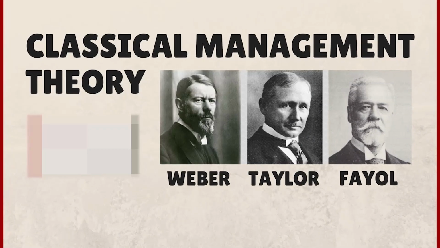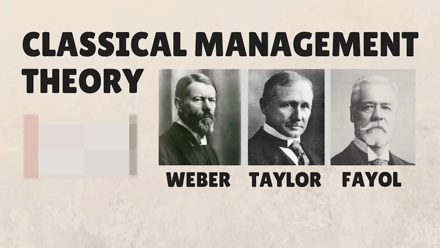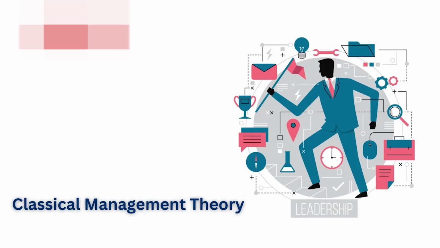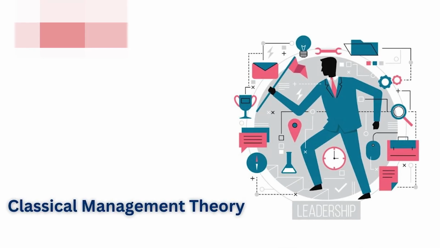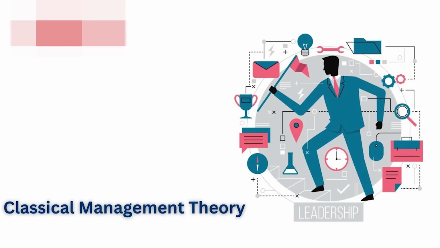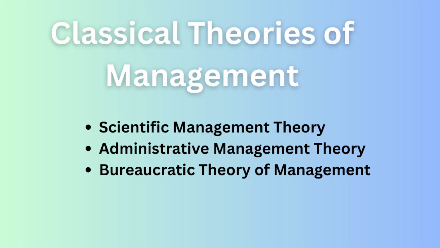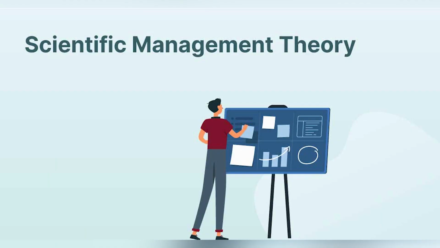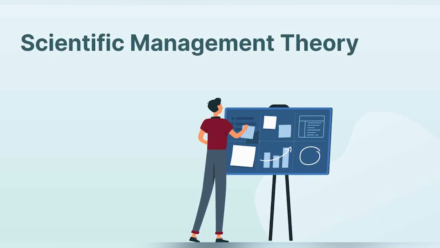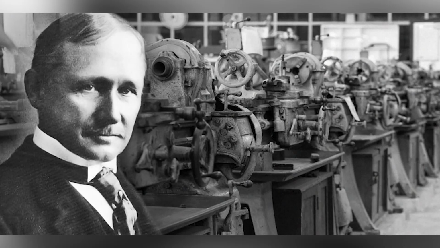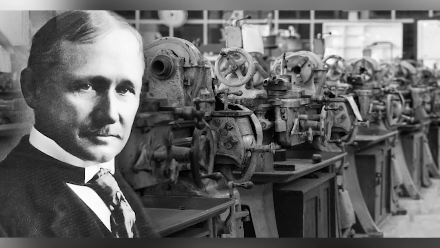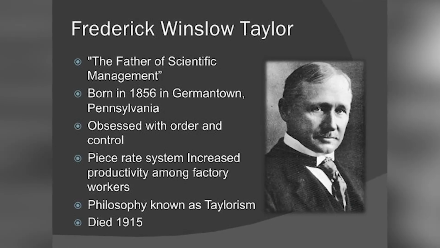The first management theory is classical management theory. The classical era focused primarily on efficiency, structure, and productivity. The underlying assumption of classical management theory was that there is one best way to organize and manage work. The first classical management theory is scientific management theory, developed by Frederick Winslow Taylor. Taylor is often called the father of scientific management theory.